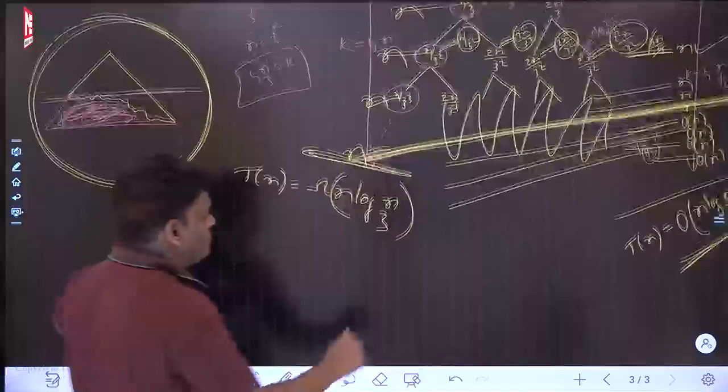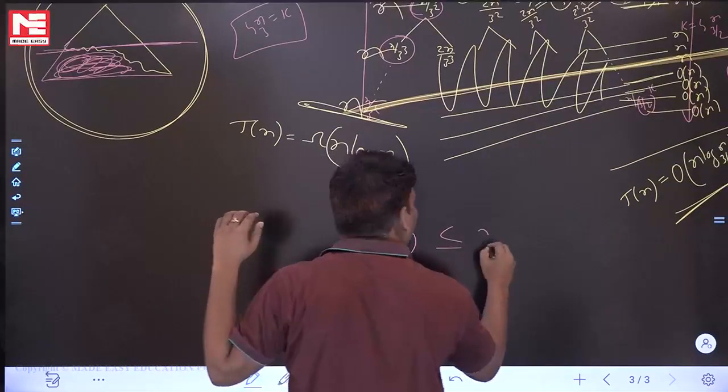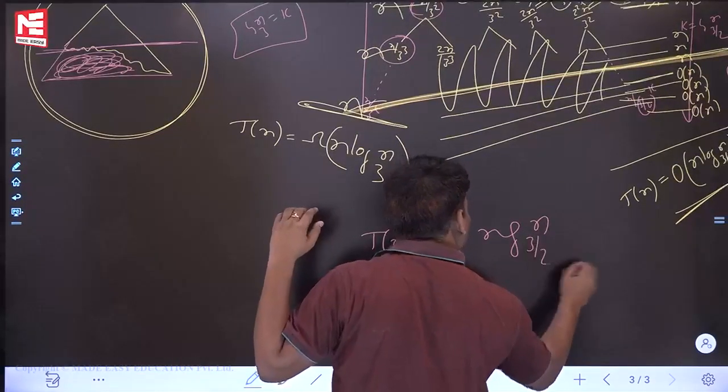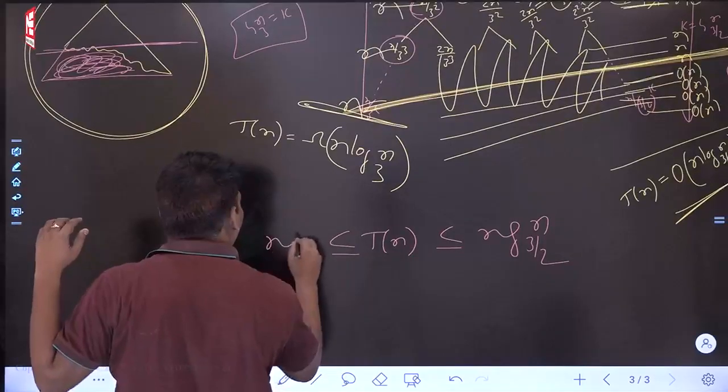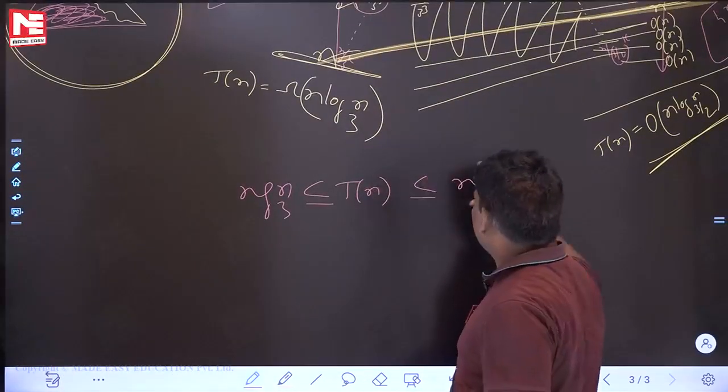Now can you say the final answer? What is the answer? Tn is the middle person. Comparing with this, n log n base 3 by 2 is bigger. Comparing with this, n log n base 3 is smaller. But one thing I want to ask you: comparing with Tn, this is bigger.